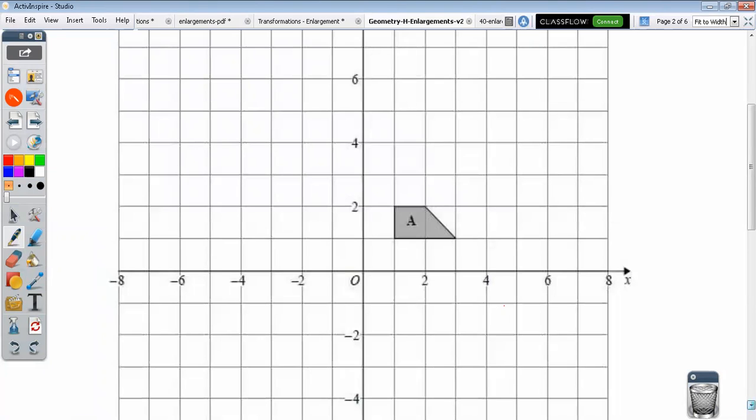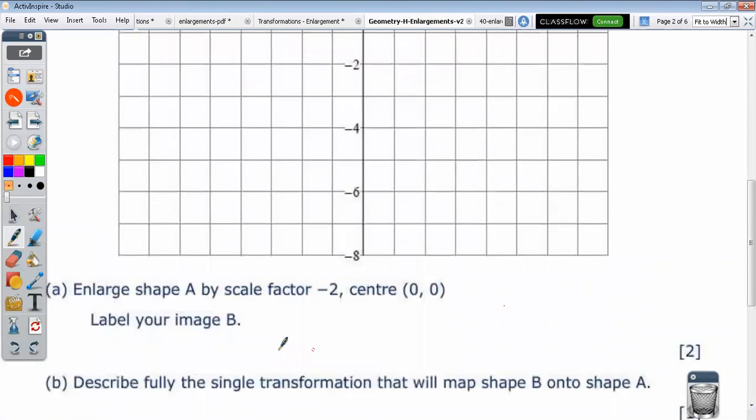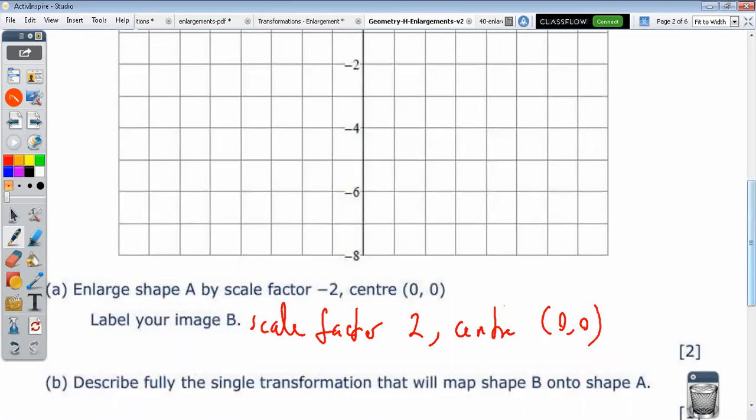So you see this shape here. They are going to say enlarge it by a scale factor of what? I want to change this question here. So let's say here it's a positive. I want you to see the difference. This is a very good question. We're going to change the question: scale factor of positive 2. This is negative 2. Center of enlargement at 0, 0. Clear now?